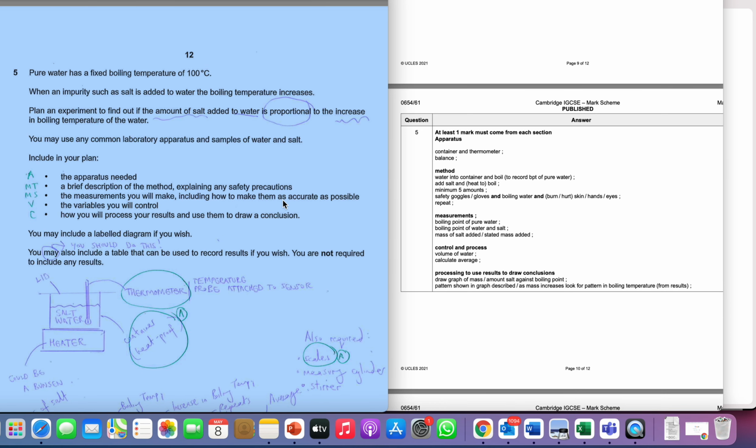Okay, folks, we are looking at our summer 2021 coordinated sciences, paper 6.1, and we're looking at question 5. And I'm really glad that we're looking at this question 5 because it's one of those questions that comes up every now and again, a planning question. This could be in your biology, your chemistry, or your physics, and this time it happens to be in the physics.